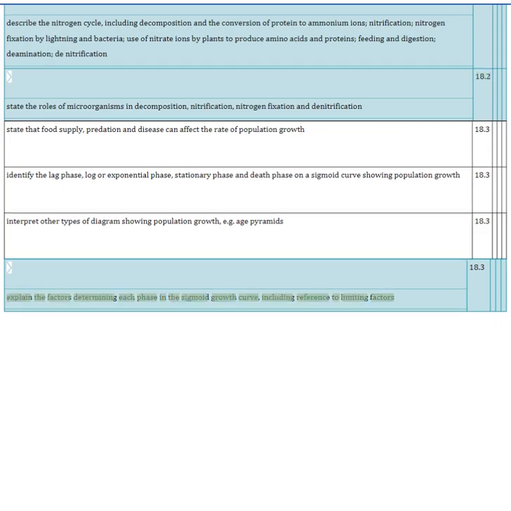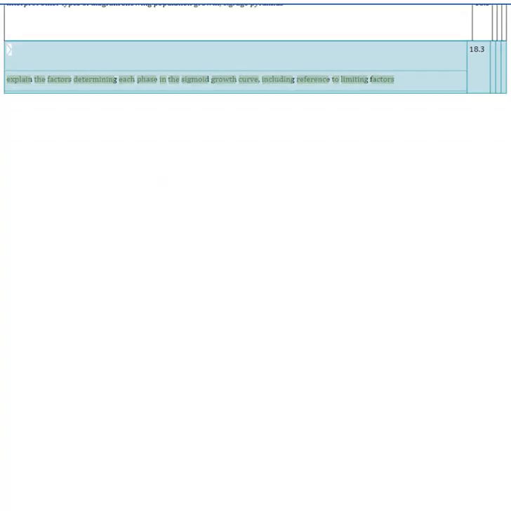18.2. Explain the factors determining each phase in the sigmoid growth curve, including reference to limiting factors.